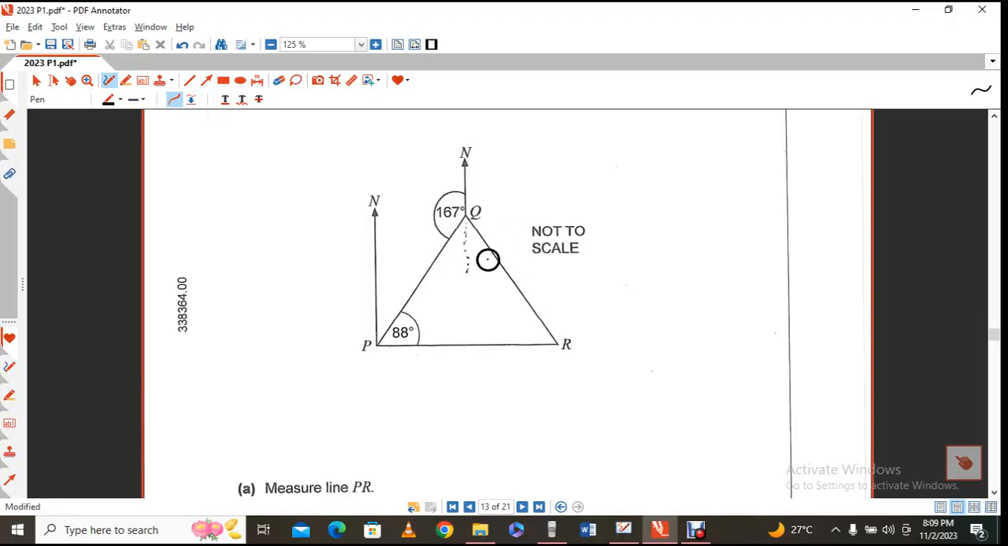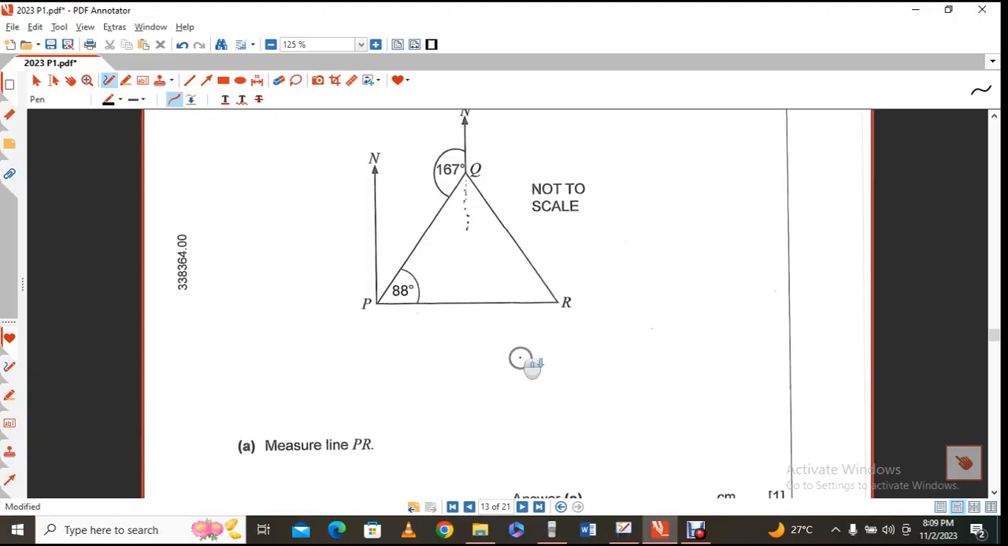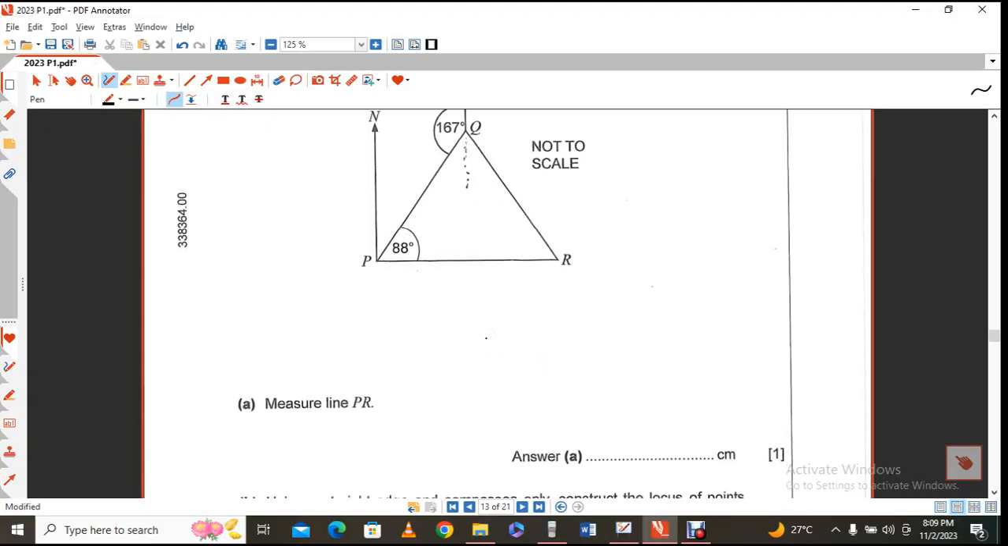This diagram is not to scale for other measurements, but for you to measure it from P to R, whatever that measurement is. If you have the question paper in front of you, and the question paper hasn't been scaled, sometimes people make smaller versions to have more on a page. But if you were to measure it on the actual document, you will realize that it is about 4.2 centimeters.